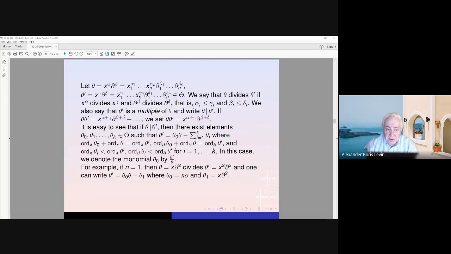So it means that if theta divides theta prime, then theta prime can be written as such a product plus terms of smaller degrees. And the sum of orders of theta 0 and theta, with respect to x and d, is equal to the corresponding orders of theta prime. This is just an example. Say theta is x d square, it divides x square d cube, of course. But the ratio is not just x d, as if they commuted, because you can write it this way, but you have some remainder, theta 1 here, because there is no commutativity.